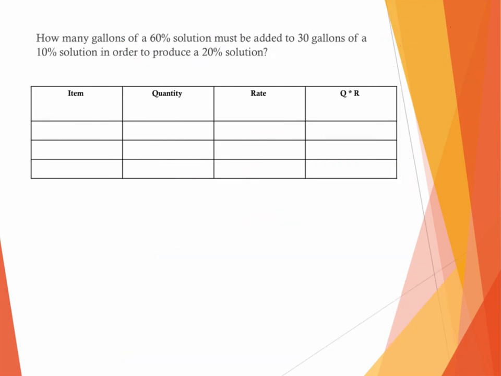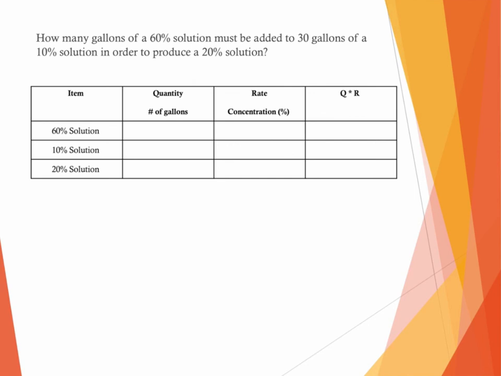In our last example, we have what is known as a classic mixture problem. How many gallons of a 60% solution must be added to 30 gallons of a 10% solution in order to produce a 20% solution? So I have 3 items. I have the 60% solution, I have the 10% solution, and I have the 20% solution.